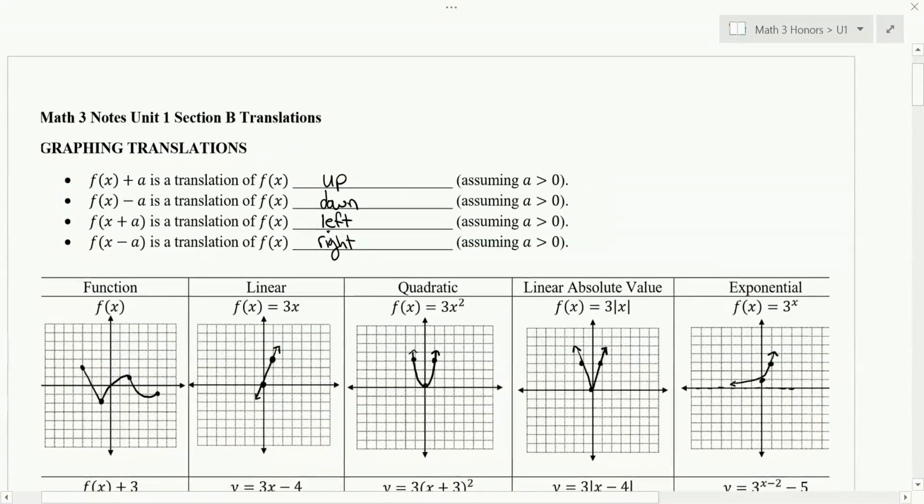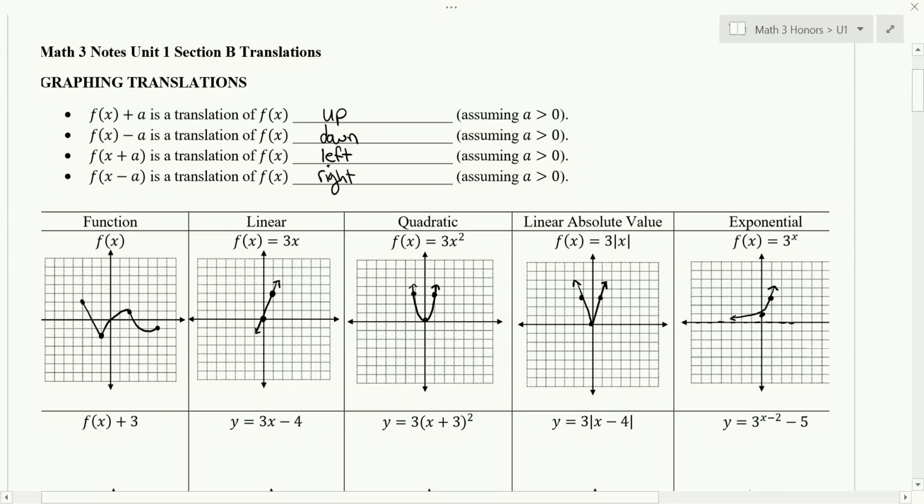So here we have this first row, a series of parent graphs. We have some kind of piecewise function. We don't even have the equation, we just call it f of x. We have a line, 3x, a parabola, 3x squared, now linear absolute value, 3 times the absolute value of x, and then your exponential equation, 3 to the x. And we're going to go through some of these translations.